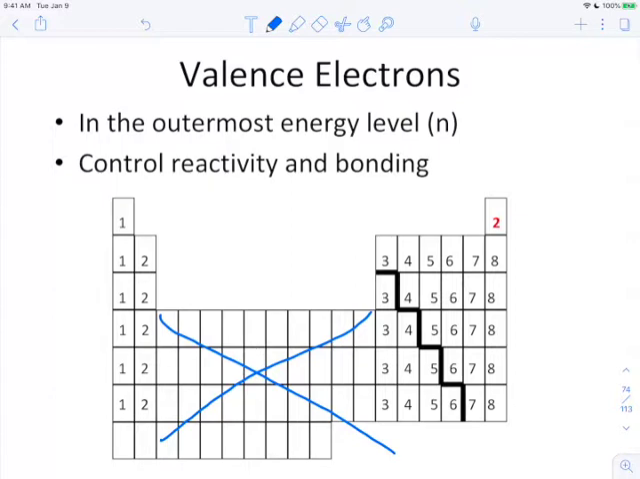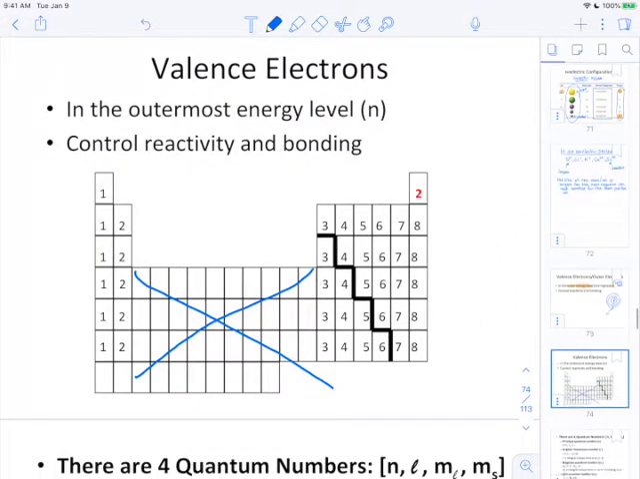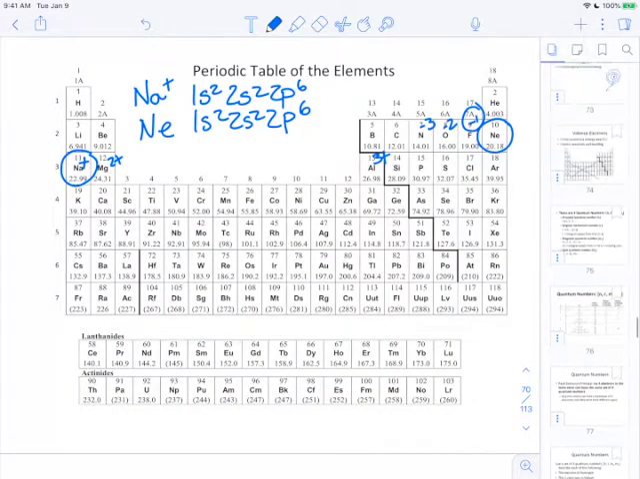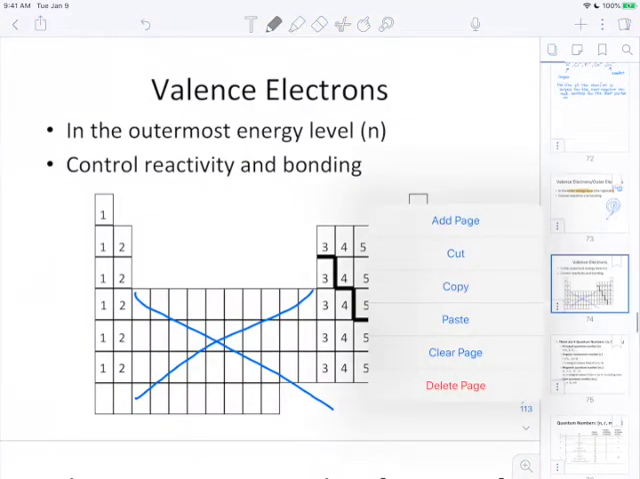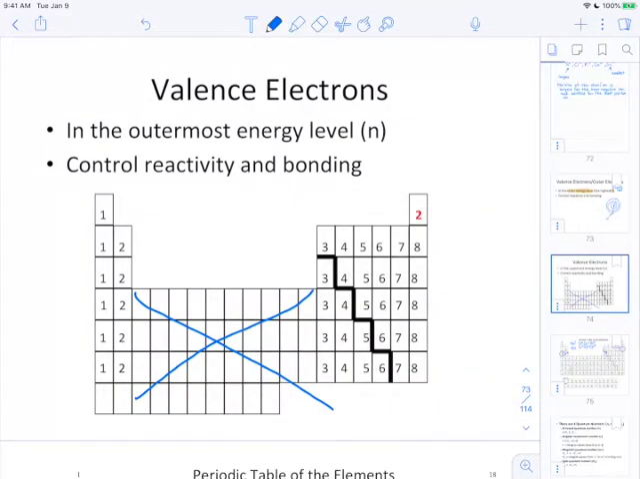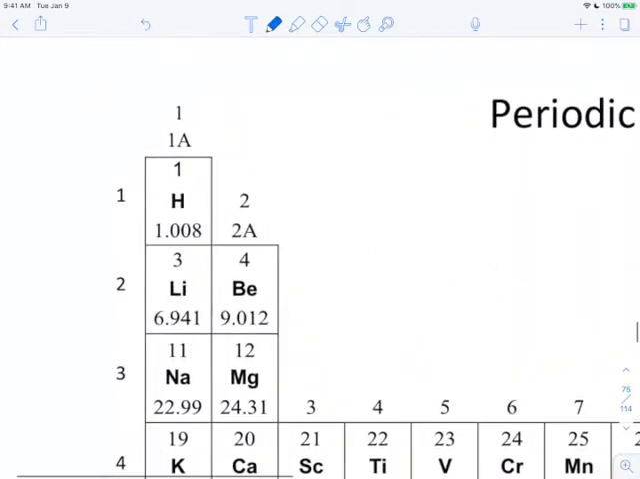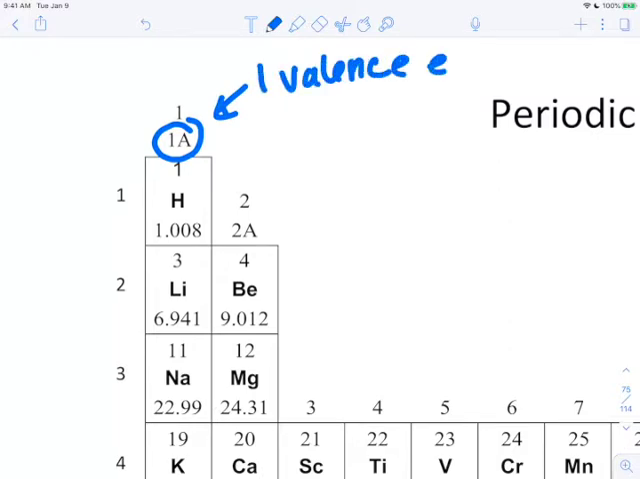However, there is another way that's actually much more popular. And the other way, and most of you know this, is just by looking up at the top of each of the columns. So you're looking for the number next to the A. So here it says 1A. That means 1 valence electron.